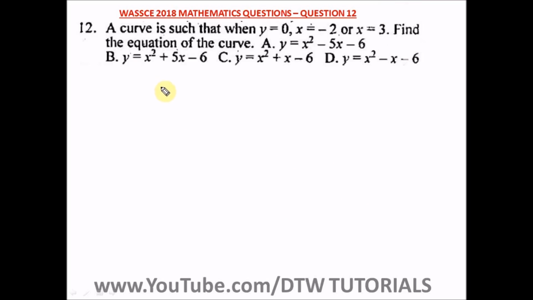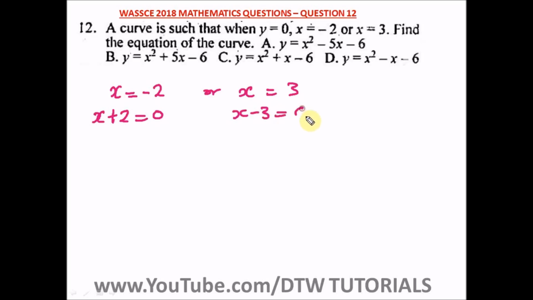Question 12 of the WASSCE 2018 mathematics past question says a curve is such that when y is equal to 0, x is equal to minus 2 or x is equal to 3. Find the equation of the curve. So x is equal to minus 2, or x is equal to 3, and y is 0. Taking minus 2 to this side, x becomes a positive 2, equal to 0, and x, bringing 3 to this side, we are going to have a negative 3 equal to 0.